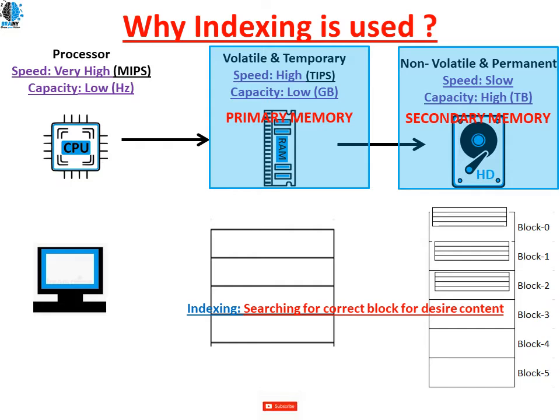So what is the responsibility of the indexing? It is to select the correct block. It is to map the correct block into the primary memory, right? To map the correct block to the primary memory from secondary memory. So that is why we need the indexing.